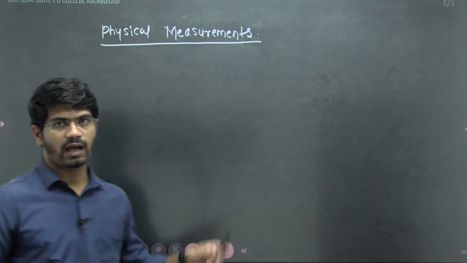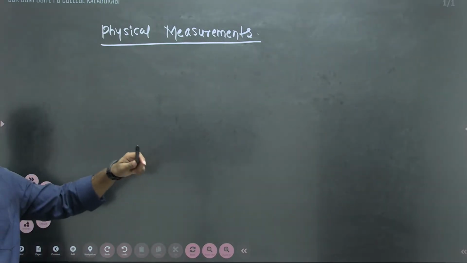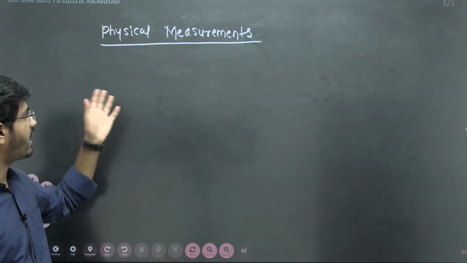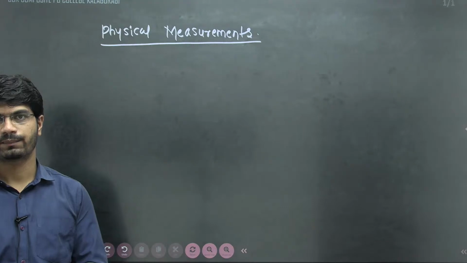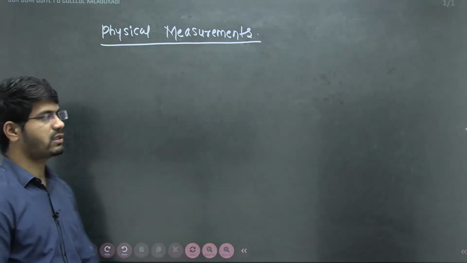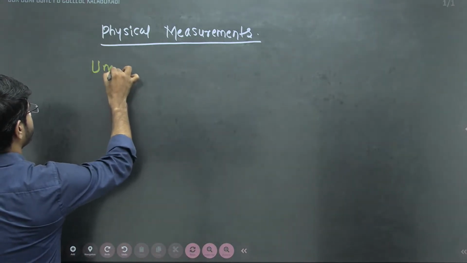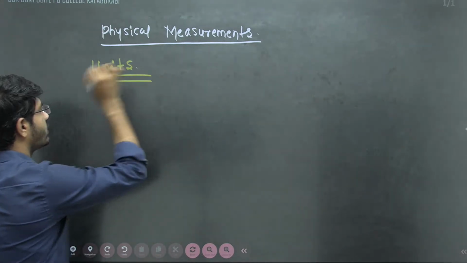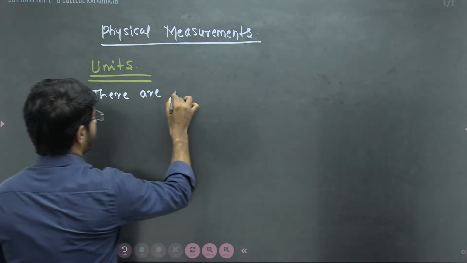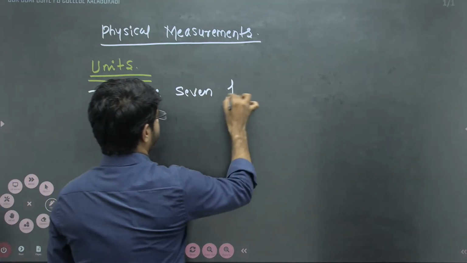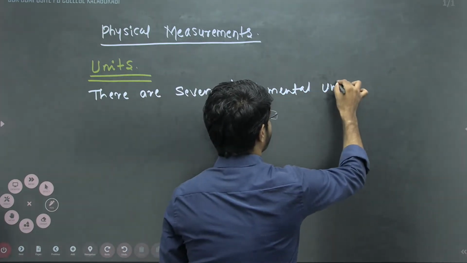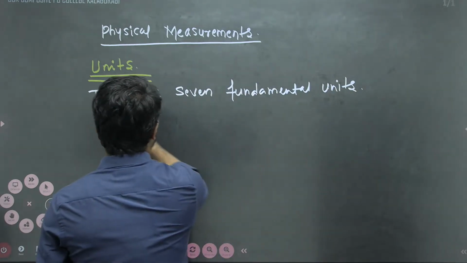Okay. So first let's start with physical measurement as units. There is another one, physical measurement as numerical values, numerical measurements. How the numericals we are going to use, what type of numericals we are going to have, that we'll study later. So first let me start with units. There are 7 fundamental units.